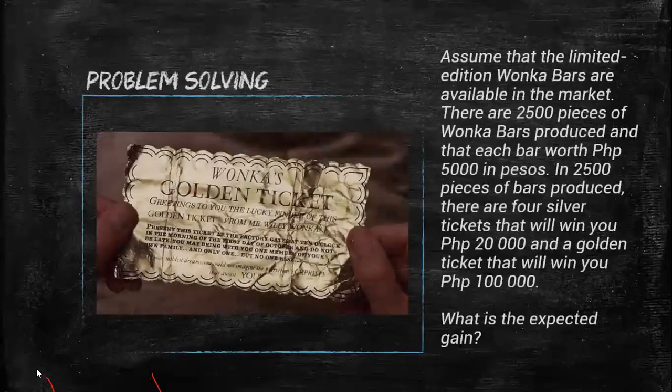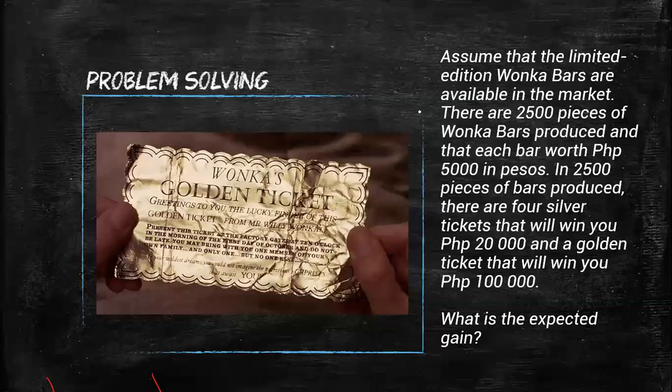Okay. Next is, ayan. Ito. Ina-apply din yung, what's this? The mean or the expected value in a game of chance. Okay, let's have this problem. Ang haba. Assume that the limited edition of Wonka bars are available in the market.